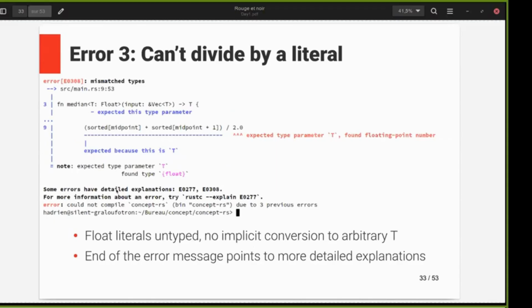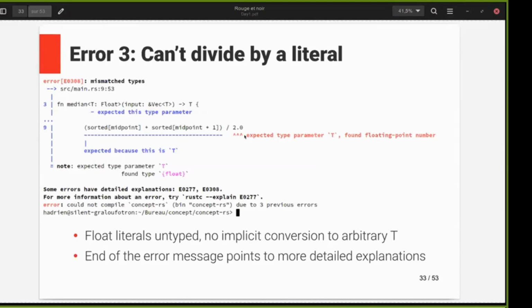Finally, and I will leave you to decide whether this is a good thing or not, the compiler will also complain about the part where we divide our sum of midpoints by 2. Here the error is a bit harder to understand, but basically the idea is that in Rust, floating point literals do not have a type. They are not double precision, they are not single precision. They will adapt to the context in which you are using them.